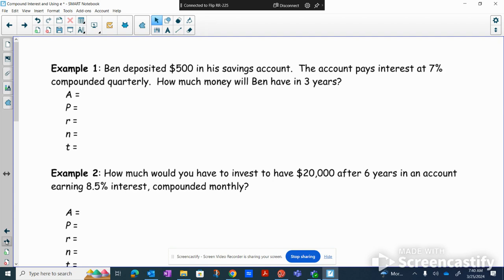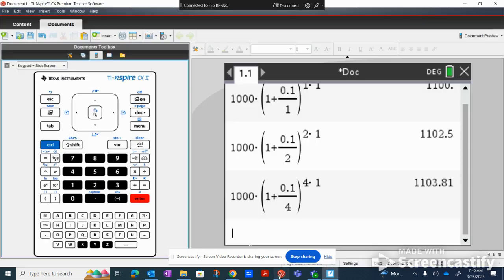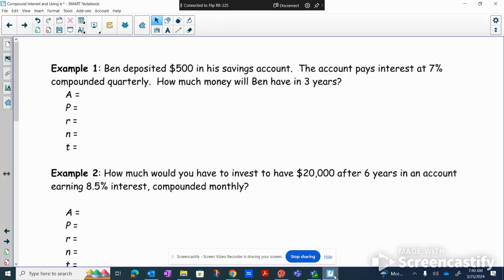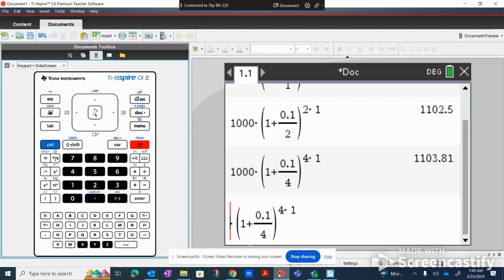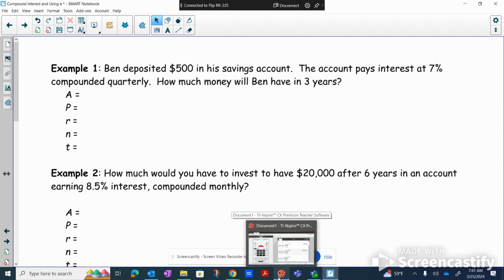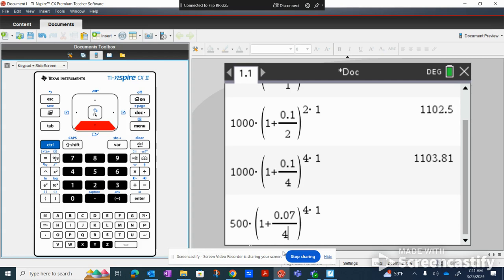Let's go back to our calculator. And I'm going to go up here and copy this and paste it. And we're going to change our initial value from 1,000 to $500, the initial amount. And then we're going to change our interest rate from 10% to 7%, which is 0.07. And this interest is being calculated 4 times a year because of the word quarterly. All right, so we're going to leave that 4 there.